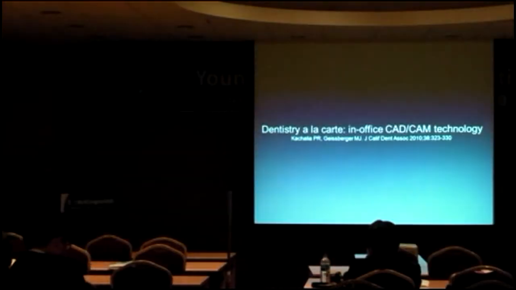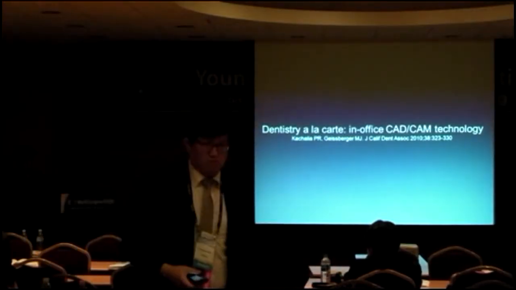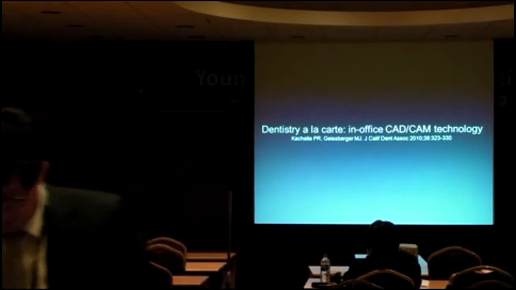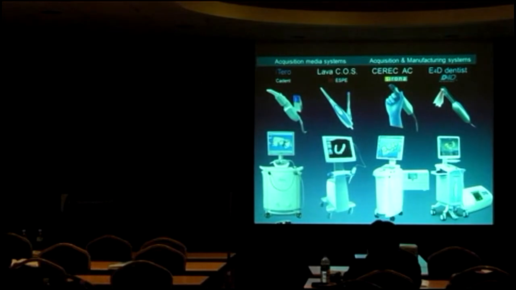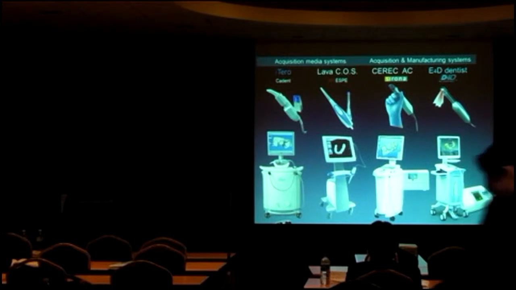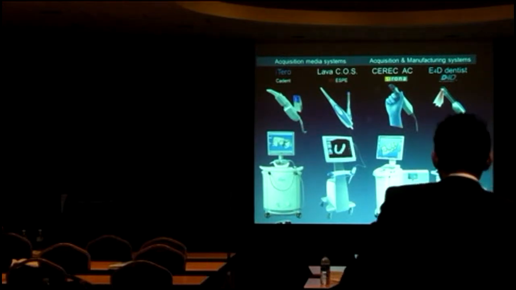So Dr. Kakilia was interested in comparing these digital impression units. He made a classification and divided them into two groups. The first group is just the acquiring data system, and the second group is acquiring data and manufacturing at the same time. These two groups are different from each other. I don't think I have enough time to explain all four, so I'm going to focus on iTero, which I'm going to present now.